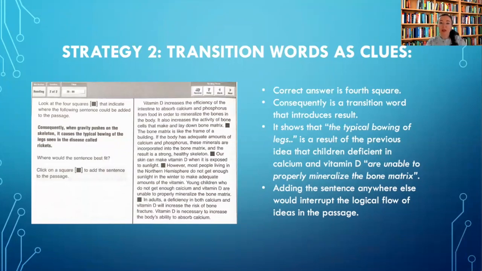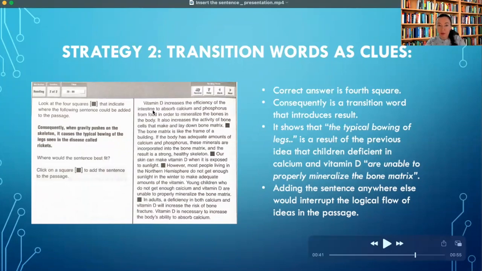Now, this is a long paragraph over here. I'm not going to take your time to read it right now. You can press pause when watching this video and read the paragraph. Just going to direct you in what the correct answer is. The correct answer is the fourth square over here. And how do I know this?